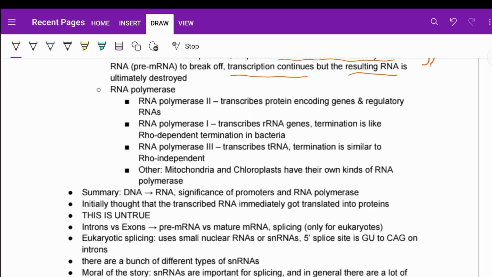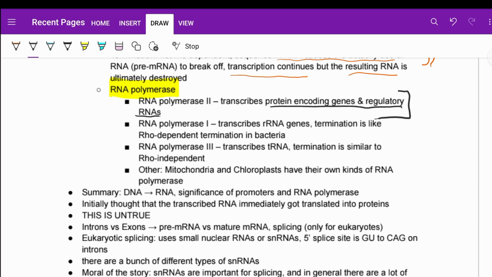We have different types of RNA polymerase, just like we have different types of DNA polymerase. RNA polymerase 2 transcribes protein-encoding genes and regulatory RNAs. Each RNA polymerase transcribes a different thing. It doesn't have a different function, it just is used in different areas of the cell. So this is protein coding genes and regulatory RNAs. This is the main one when we're talking about the central dogma.